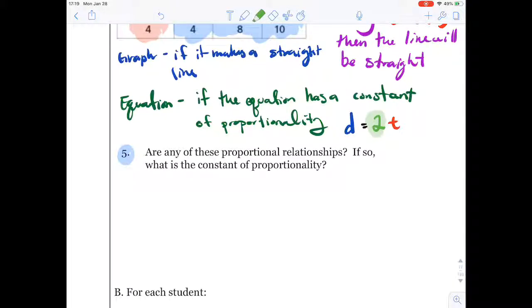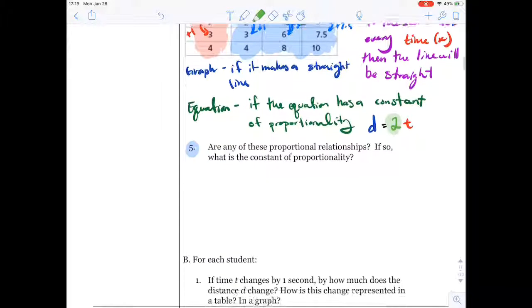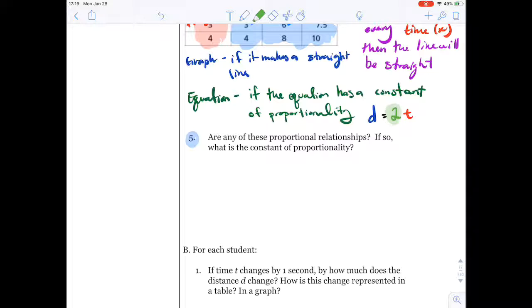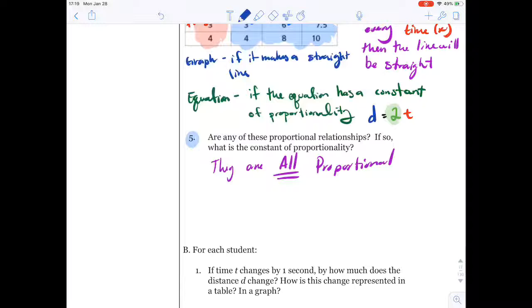Number 5, are there any of these proportional relationships? If so, what is the constant of proportionality? Okay, so all of them are proportional. They are all proportional. Okay, and the constant of proportionality is the amount of change in distance and change in time.